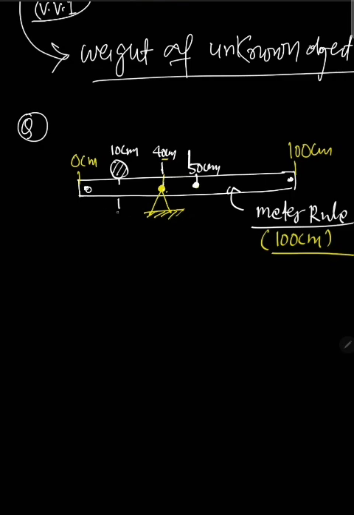Okay, and one object is placed at the 10 centimeter mark on this scale or meter rule. They have given the mass of the scale, which is equal to 5 kg. The total mass of this scale is 5 kg, and we have to find the mass, or sorry, weight of this object A, which I have placed now. So we have to find the weight of this object.